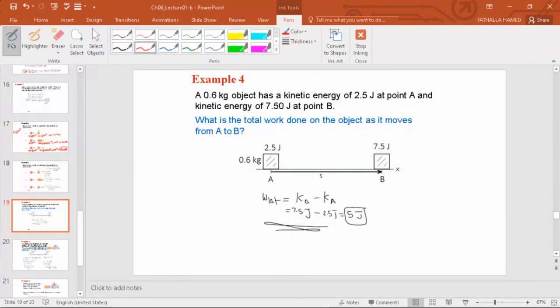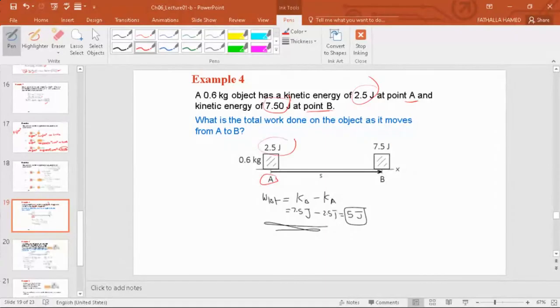In this example, which is going to make use of the Work-Energy Theorem, a 0.6 kilogram object has kinetic energy of 2.5 joules at point A, and kinetic energy of 7.5 joules at point B. What is the total work done on the object as it moves from A to B?